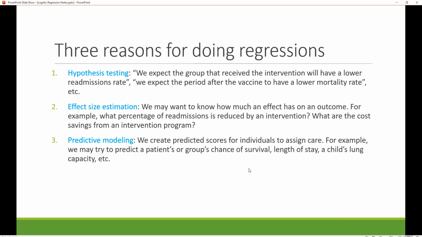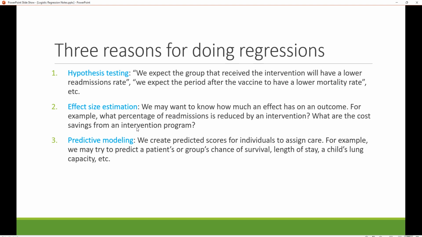We have 3 reasons for doing regressions. They are hypothesis testing. For example, we expect the group that received the intervention will have a lower readmission rate. We can also do regression to get the effect size estimation. We may want to know how much of an effect something has on an outcome. For example, what percentage of readmissions is reduced by an intervention?